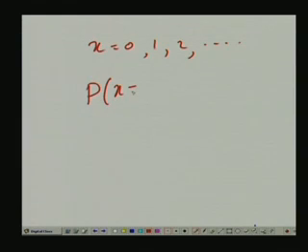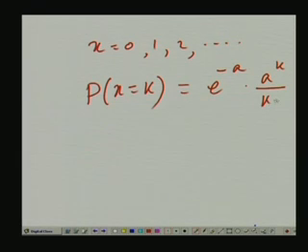Okay. In the last class, we gave a problem. We said that x is a random variable which is Poisson distributed. It is a discrete random variable. It takes values x equal to 0 or 1 or 2 and so on. And for x equal to k, the corresponding probability will be given by e to the power minus a and a to the power k divided by factorial k, where a is a parameter.